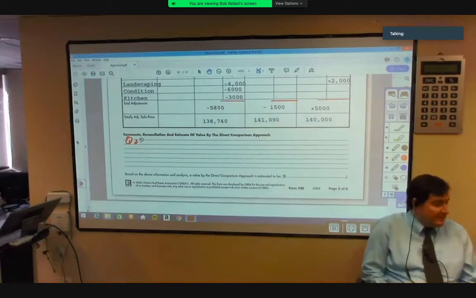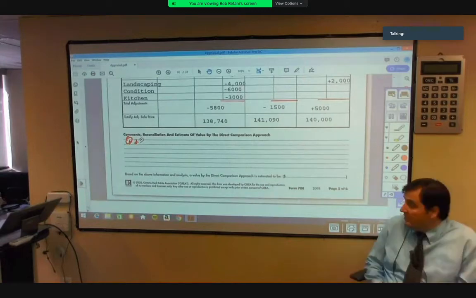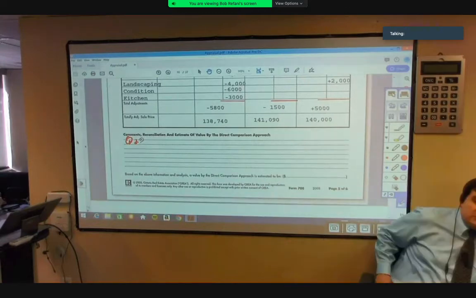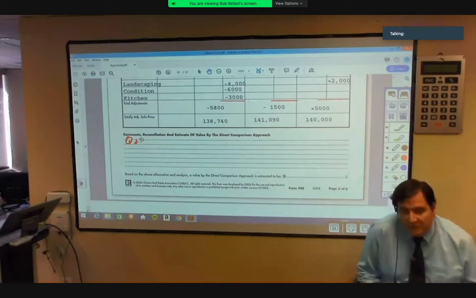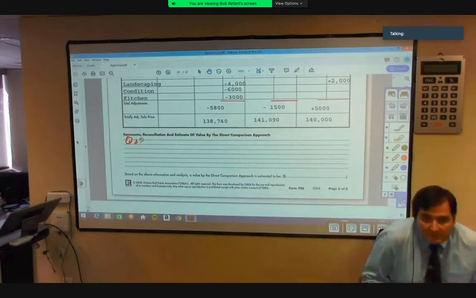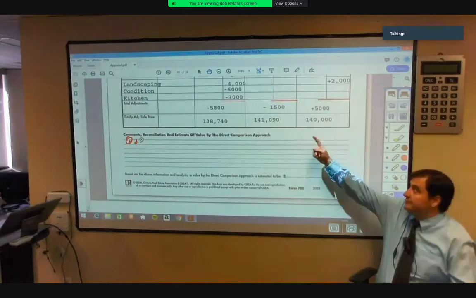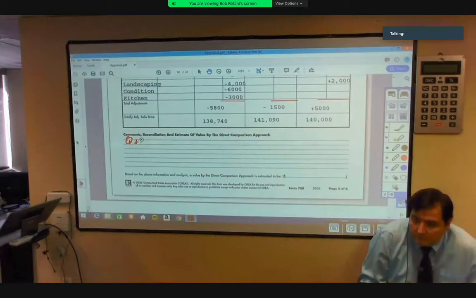So the third question, write it down please. Which one are you going to choose as your appraised price? Between these three, which one are you going to choose as your appraised price? The answer is always choose the most recent sale. Always choose the most recent sale. So the answer is going to be 140,000, the most recent sale.